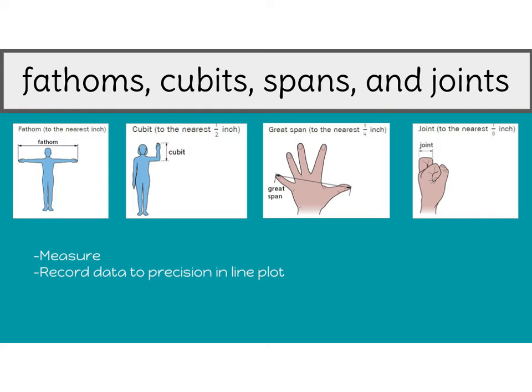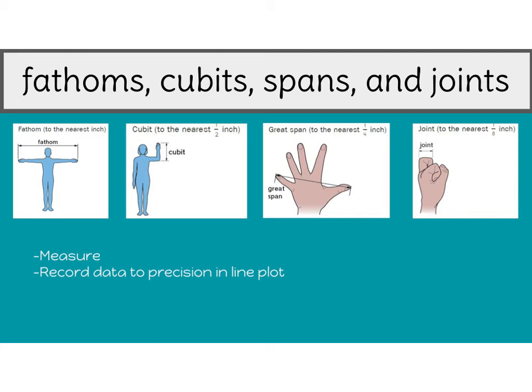The second personal measure that you are going to make today is the cubit. And we're going to measure that to the nearest 1/2 inch. So the cubit is going to be the distance from your elbow to the very top of your tallest finger. So this would be the cubit. And over here we had this distance here was our fathom. And now we're going to move to what we call the great span, which is going to be measured to the nearest 1/4 of an inch. And that is the distance between the end of your thumb to your pinky with your hand spread out.